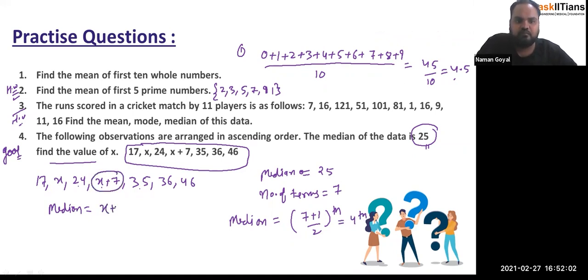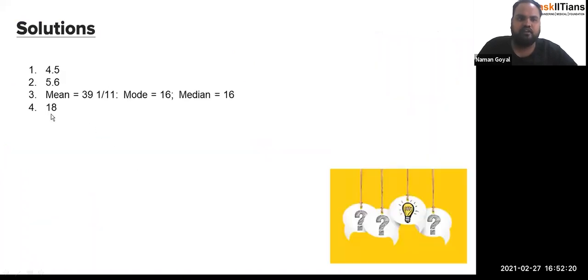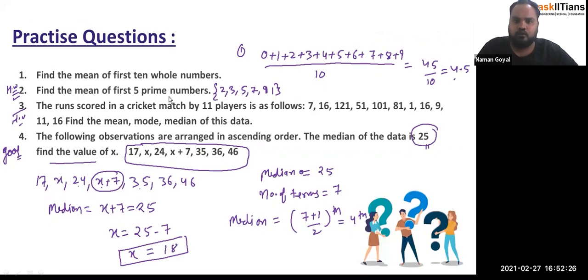x plus 7 is the median. Now in the question, it is given that this quantity is equal to 25. So the value of x is 25 minus 7. If you solve this, you will get the value of x as 18. So 18 is our required answer. 4.5 is the answer for the first one and 18 for this one. So you can do this question like that.